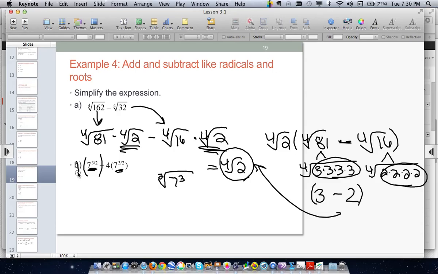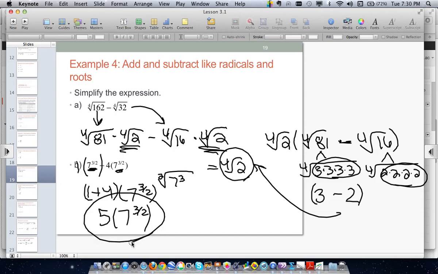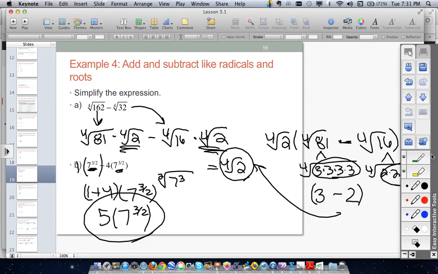So I can add 1 plus 4 and multiply that by 7 to the 3 halves. And so this will be 5 times 7 to the 3 halves. And that's our simplified answer. I don't need to go as far as actually getting the calculator out and solving it. But remember, when we simplify, we're looking for exact answers, and if we need to use the calculator at any point, it's going to give us a decimal, a rounded answer. We don't want that yet.